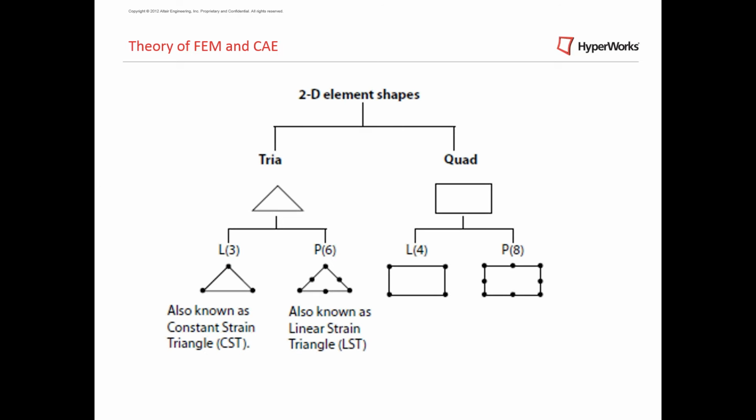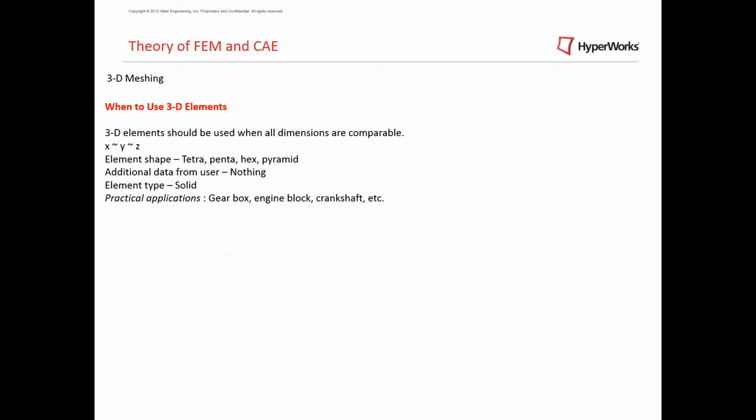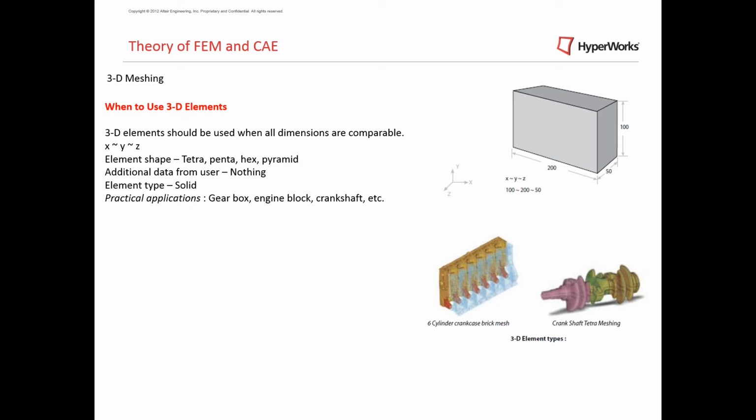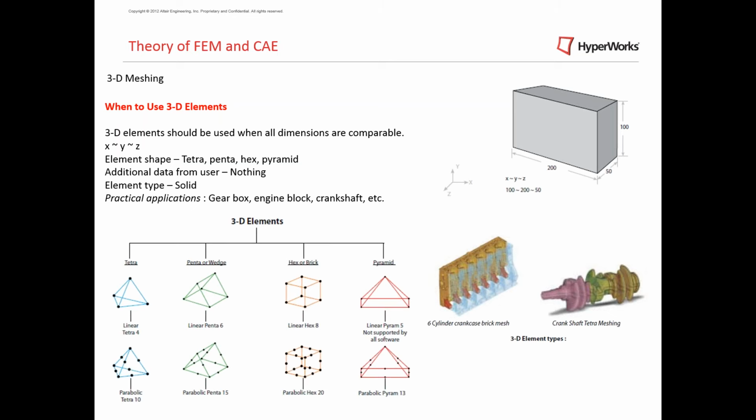Different types of 2D elements are tria and quad. We have a first order tria and second order tria. 3D elements are used when all the three dimensions are comparable. The element shapes available are tetra, penta, hexa, pyramid. Additional data from the user is nothing. Element type is solid. Practical applications are gearbox, engine block, crankshaft.